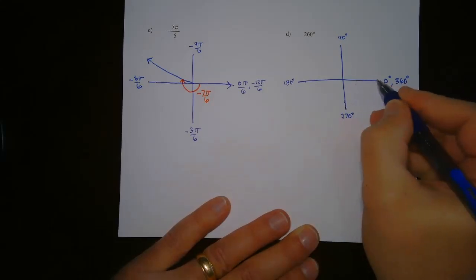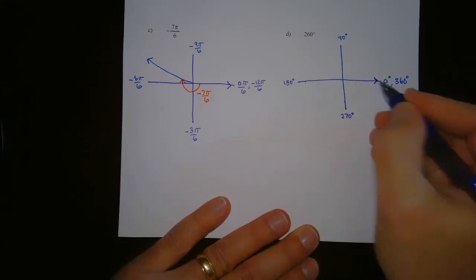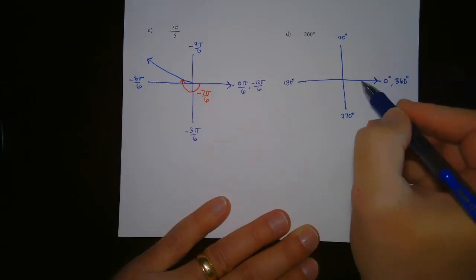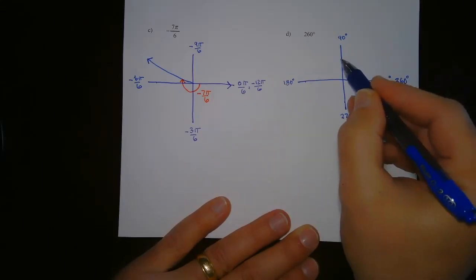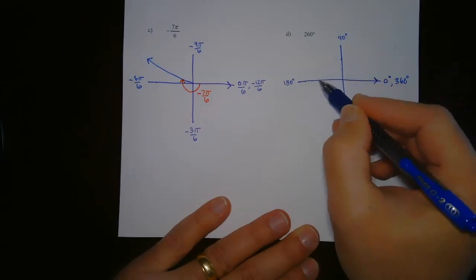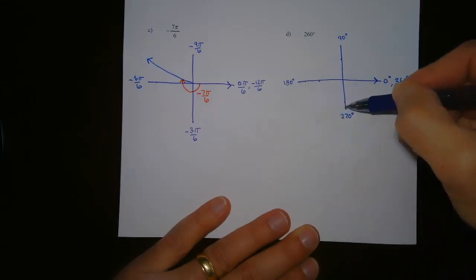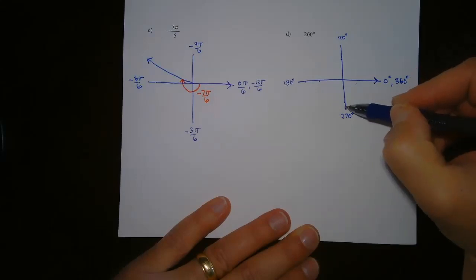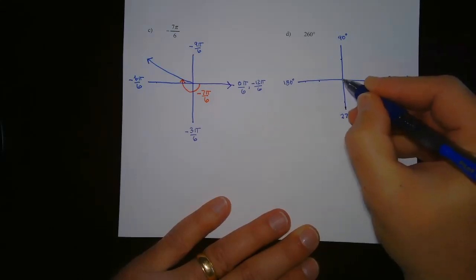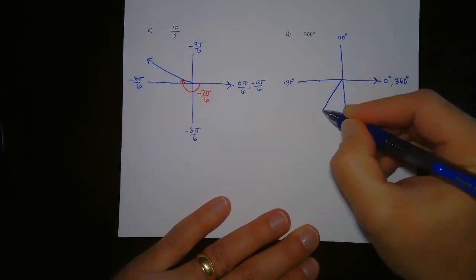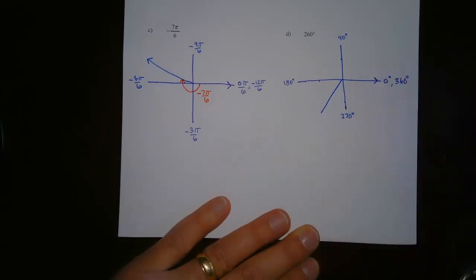So right here's my initial side, okay? And I'm going to rotate 260 degrees. So if I rotate to here, that's 90, that's 180, that's 270. Ooh, that's too much, right? So I've got to back off a little bit. And so this angle is going to come down somewhere right in here in this third quadrant, okay?